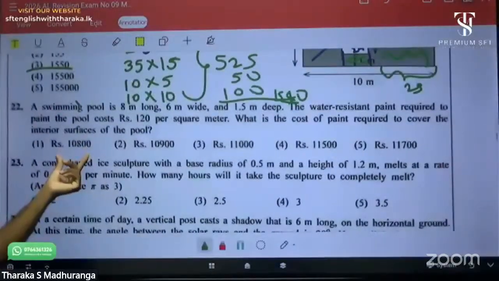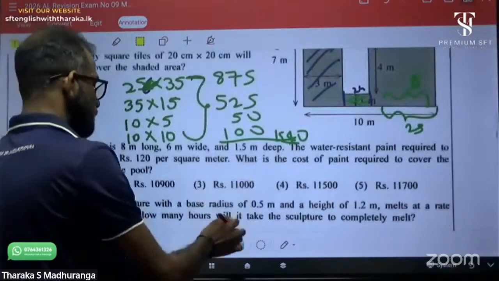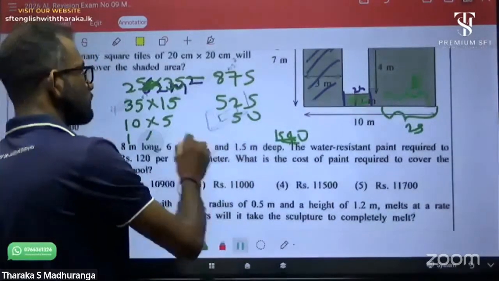A swimming pool is 8 meters long, 6 meters wide and 1.5 meters deep. The water-resistance paint required to paint the pool costs 120 per square meter. What is the cost of paint required to cover the entire surface of the pool? Okay, it's asking to cover the entire surface of the pool.